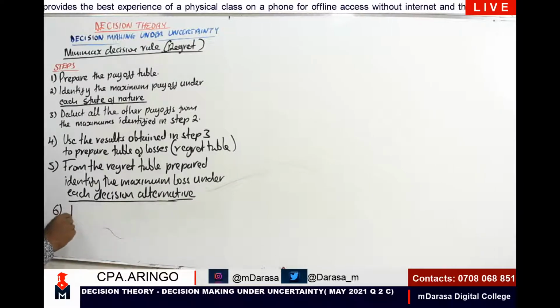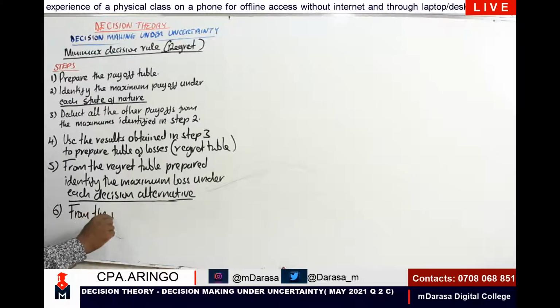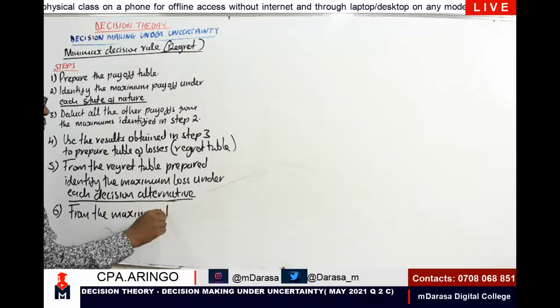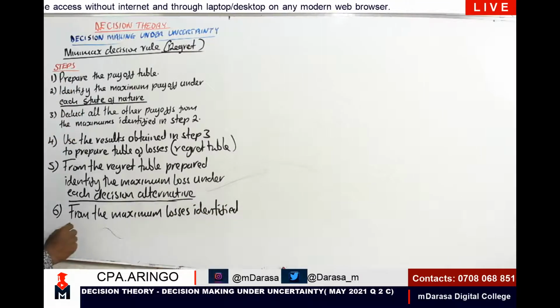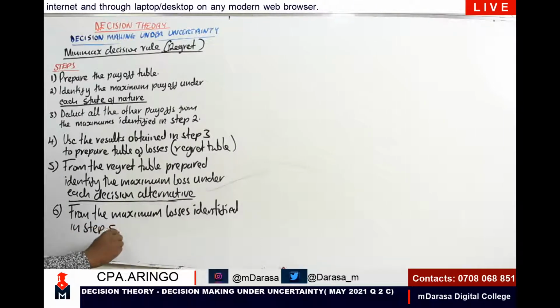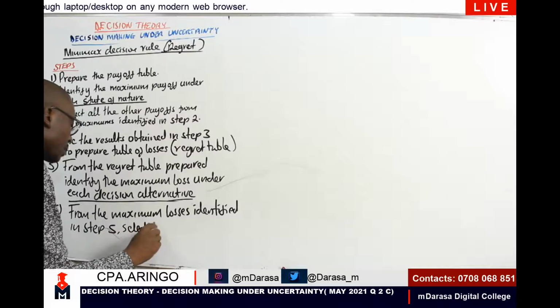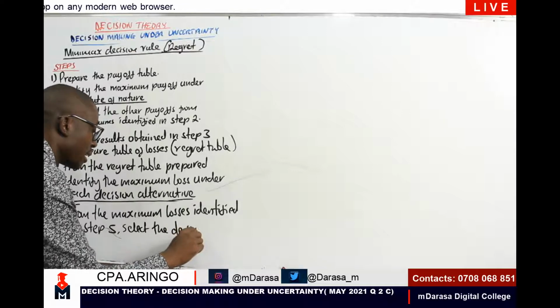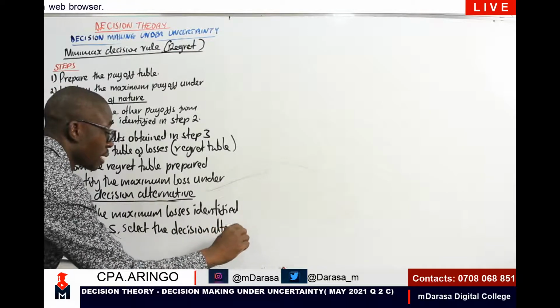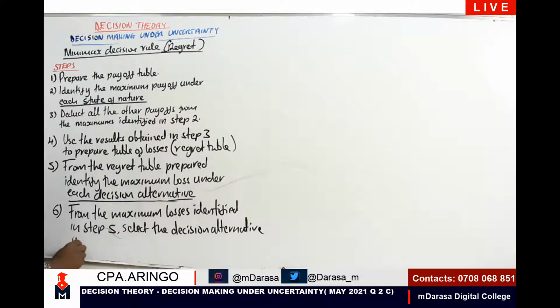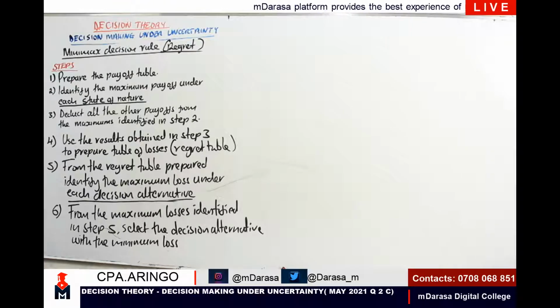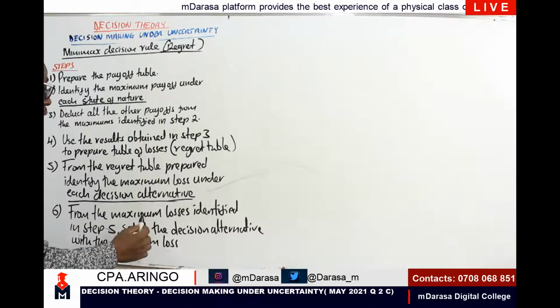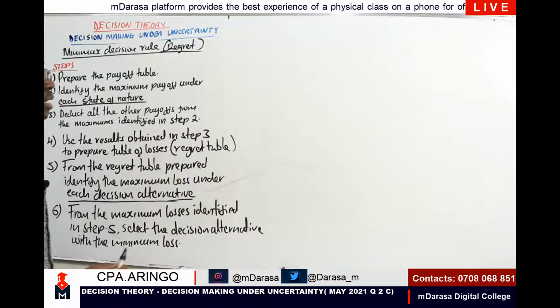From the maximum losses identified in step 5, select the decision alternative with the minimum loss.